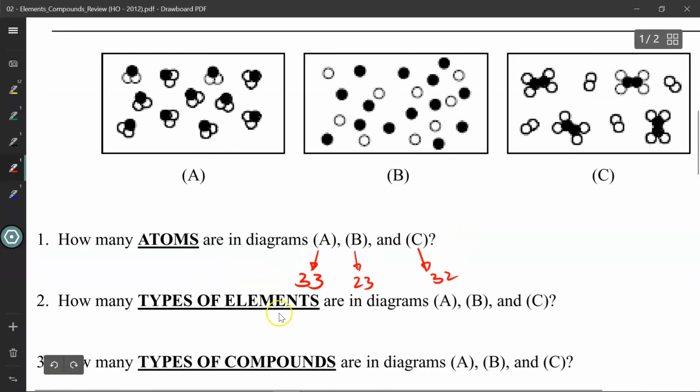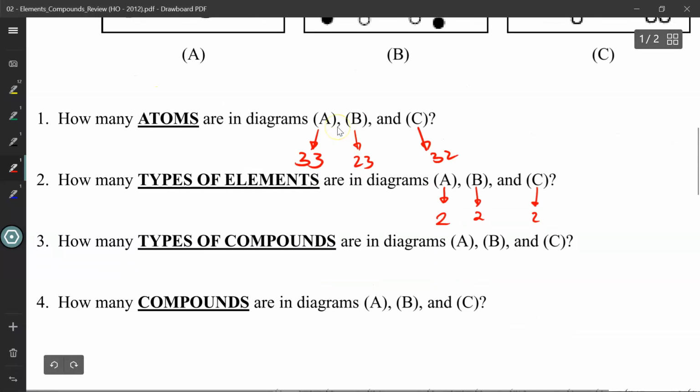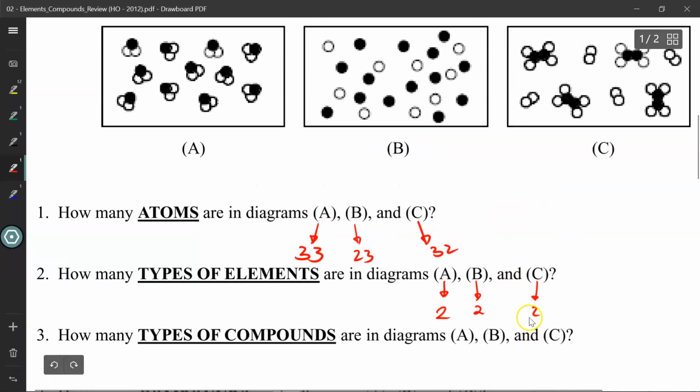The question then asks, how many types of elements are in diagrams A, B, and C? Now because this sheet doesn't have any color, there's really only 2 types, white and black. So in each case, we have 2 types of elements in A, B, and C, the white and the black ones. It then goes on to ask how many types of compounds are in diagrams A, B, and C.